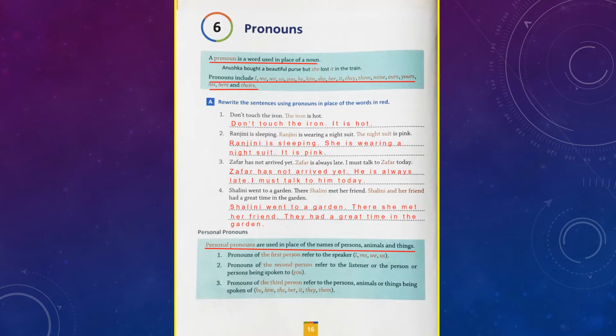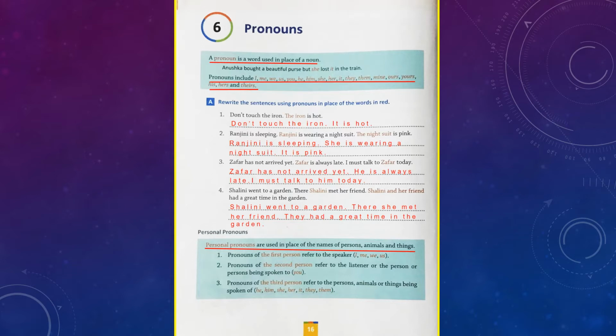So let's start with exercise A. In exercise A, they are telling us to rewrite the sentences using pronouns in place of the words in red. So in these 4 sentences, they have highlighted certain words with red, and instead of those red words, we have to use a pronoun. So we are not supposed to repeat the same word again.